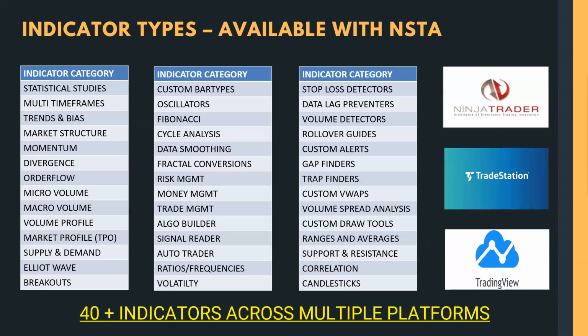I want to talk a little bit about indicators now in relationship to the Porsche. There are hundreds of different ways to use indicators. Statistical studies, multiple time frames, trend and bias, market structure, momentum, divergence, order flow, micro volume, macro volume, volume profile, market profile, supply and demand, Elliott wave, breakouts. Let's continue. We've got custom bar types, oscillators, Fibonacci, cycle analysis, data smoothing, fractal conversions. I'm just going to read the list because I think it's important. Risk management, money management, trade management, algo builders, signal readers, auto traders, ratios and frequencies, volatility assessment. Let's talk about stop loss detectors, data lag preventers, volume detection, rollover guides, alert levels, gap finders, trap finders, VWAPs, custom volume spread analysis, draw tools, ranges and averages, correlation candlesticks.